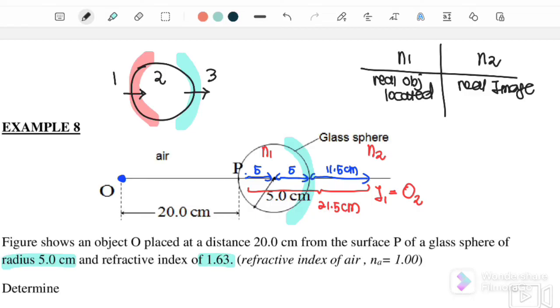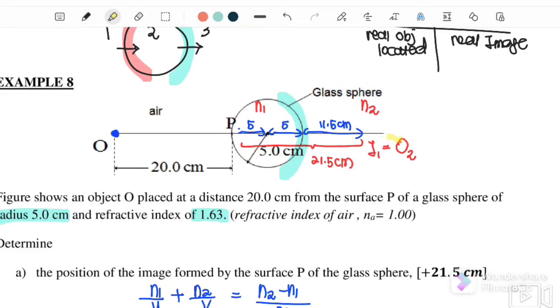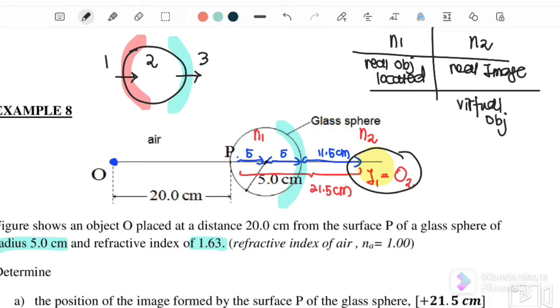But if it refers to this diagram, we found that image 1 will become object 2. Our object is actually at N2. It's outside, it's in the air. Meaning that this object is a virtual object, because it is located in the air, inside N2.